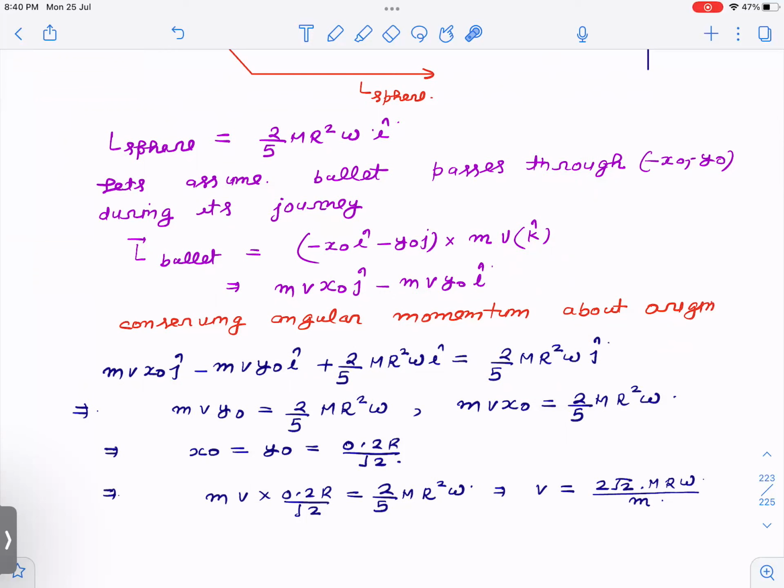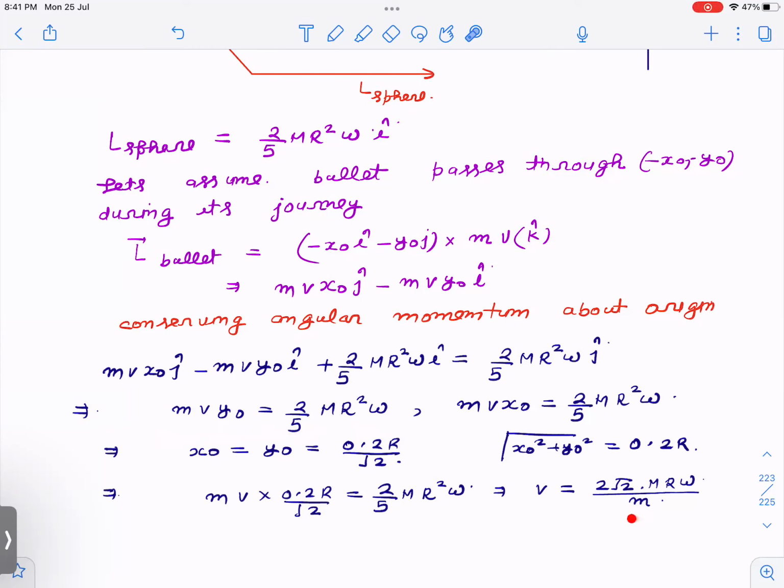Okay, so let us see what we get from here. Two equations we'll get, one for i cap and one for j cap. If we compare, then you get m v y naught is equal to 2 by 5 m r square omega, and m v x naught is equal to 2 by 5 m r square omega. So that gives you that x naught is equal to y naught. Now, root over x naught square plus y naught square is actually 0.2 r, which is the given distance from the z axis. If both are equal, then you can very easily conclude that x naught and y naught both are 0.2 r by root 2, correct?